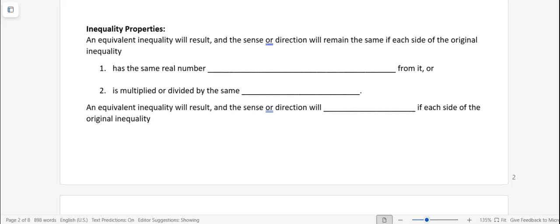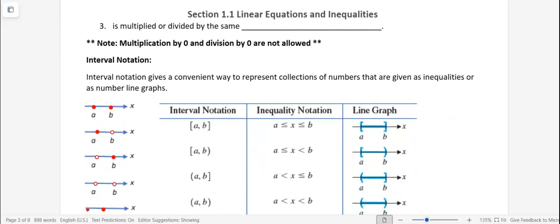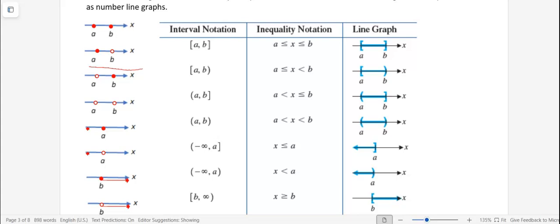So let's look at inequality properties, interval notation, and how to graph these inequalities. Multiplication by 0 and division by 0 are not allowed. So let's go over that as we apply operations to both sides of an inequality.